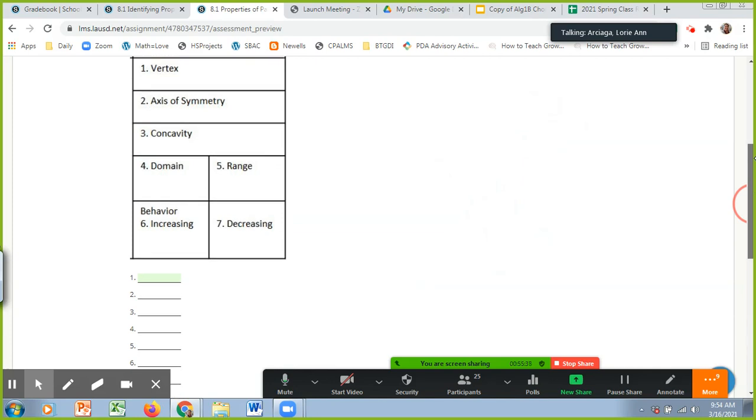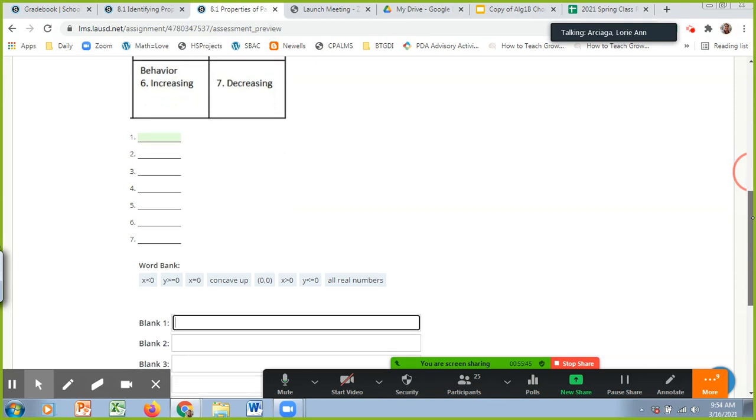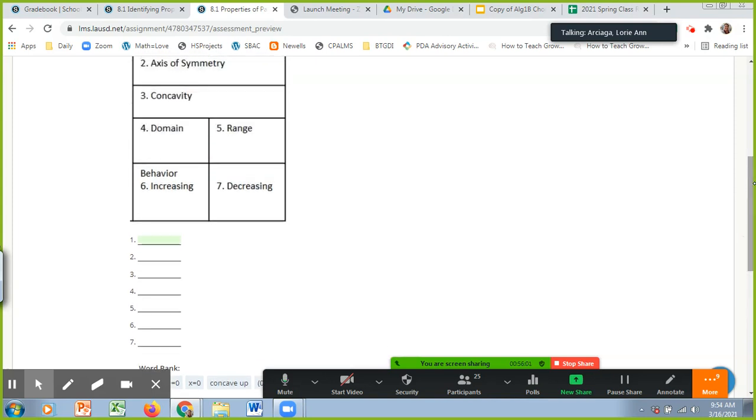For number 3, concavity is whether it's opening upward or downward. So which one did you pick for the parent function? So concavity is either the graph is concave up or concave down. Those are the only options, opening up or opening down. So what did you guys pick for number 3? Concave up. Very good, Giselle. Up, Alyssa, Jaylene. Okay, very good.